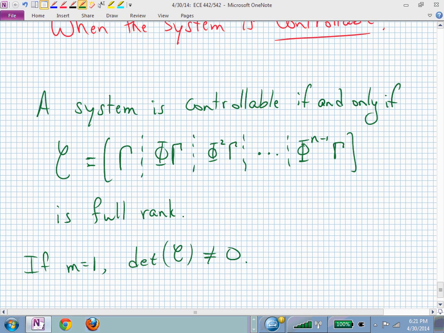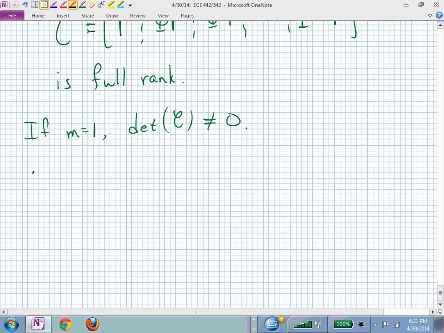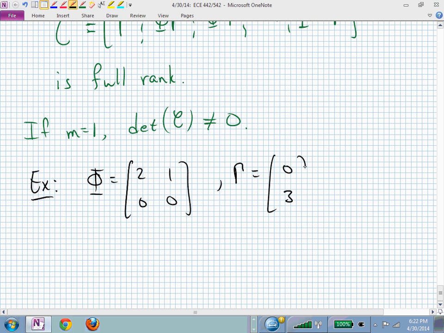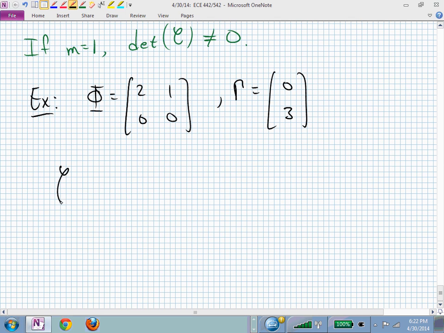That's how we could check for controllability. In our example, what did we have? Phi was [[2, 1], [0, 0]], and gamma was [0, 0.3]. So if we computed this controllability matrix, we have a 0.3, and then what? Well, maybe I'll do it this way. Why don't I say this is now gamma, phi gamma. How many more of these do I have to push on the right?